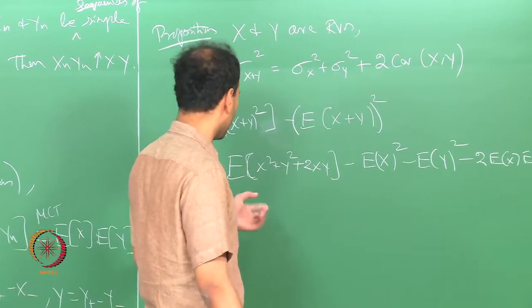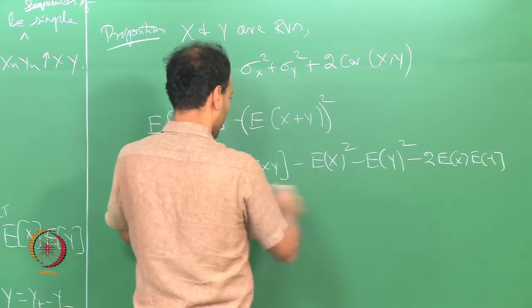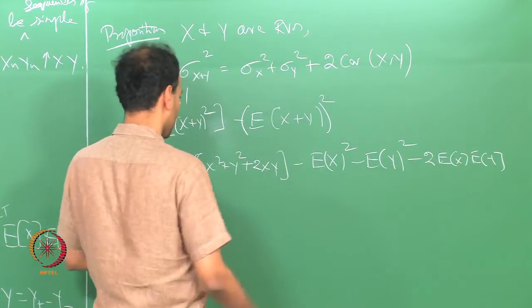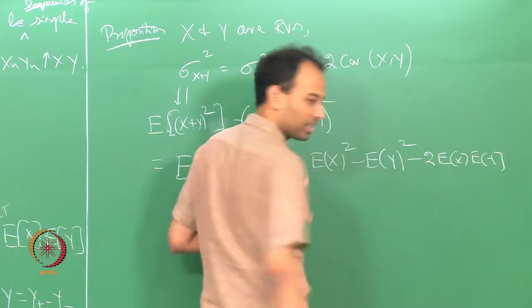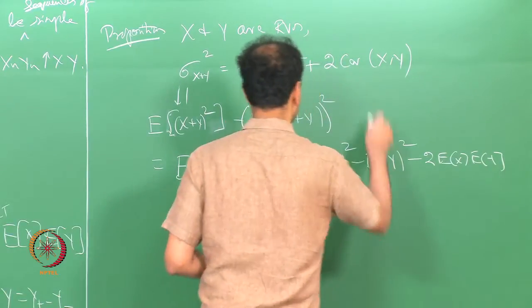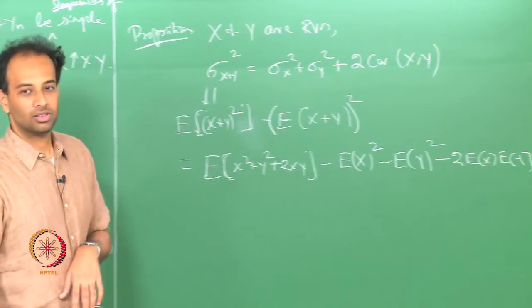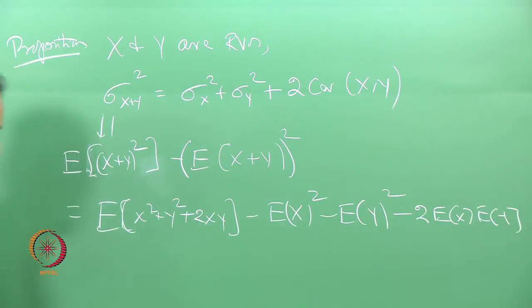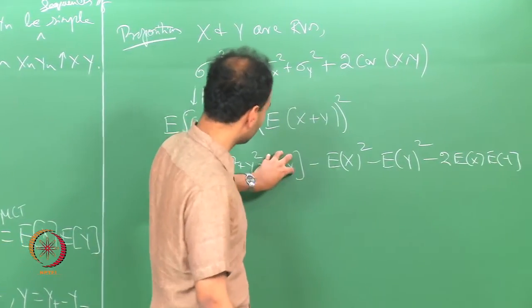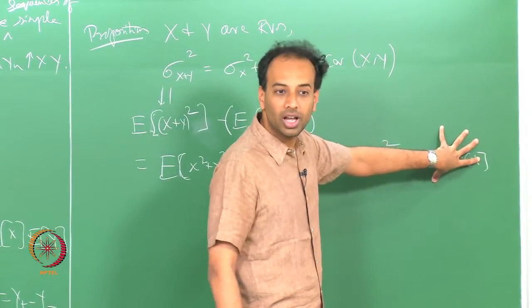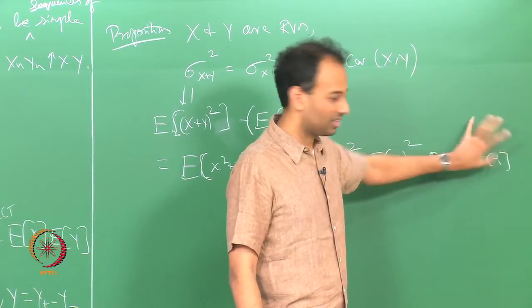So then I have what I want, right. This and that will combine to give you variance of x, that and that will give you variance of y. So plus 2 expected xy minus 2 expected x times expected y, right. So this will be equal to that. If x and y were uncorrelated, this term will cancel with that term, so you will have just the sum of the variances. Okay, so that is just a minor point.